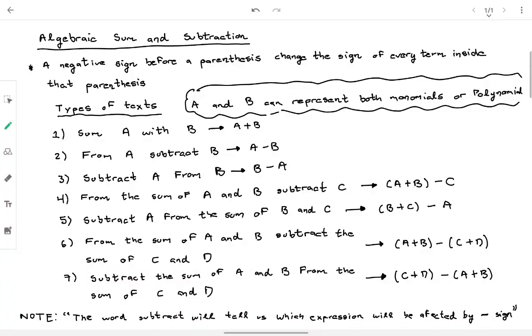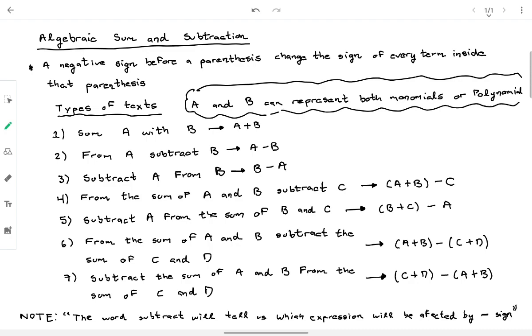Today's topic is going to be algebraic sum and subtraction. In this case, it's very important for you to know that a negative sign before a parenthesis will change the sign of every term inside that parenthesis. So whenever we have a parenthesis and before the parenthesis we have a negative sign, that will mean that all the terms inside the parenthesis will change sign.